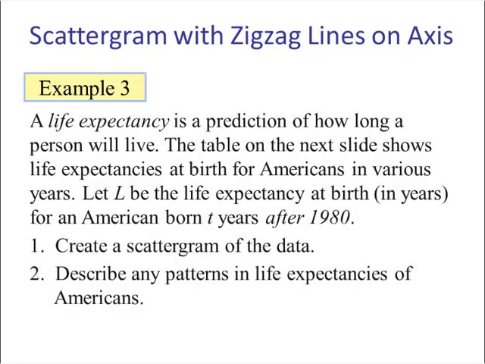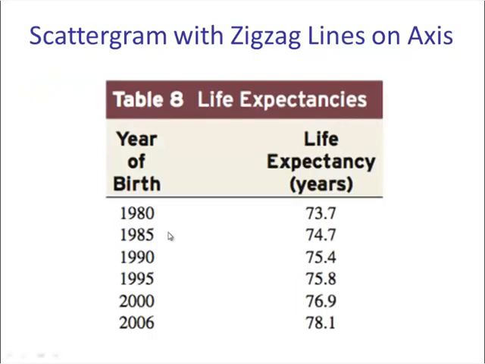Let's look at the raw data. Table 8, years of birth. We have from 1980 to 2006. Life expectancy measured in years is given here. So we'll be doing this many times in this course. We are going to take this date and we're going to count the number of years beyond 1980. And we're going to call that variable T. T will be our independent variable and L will be our dependent variable.